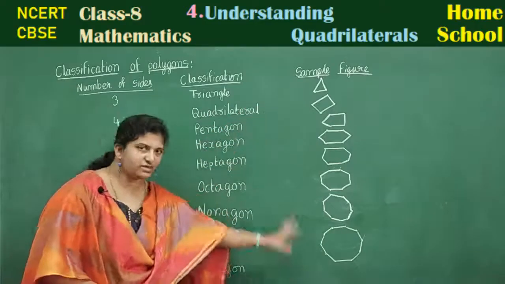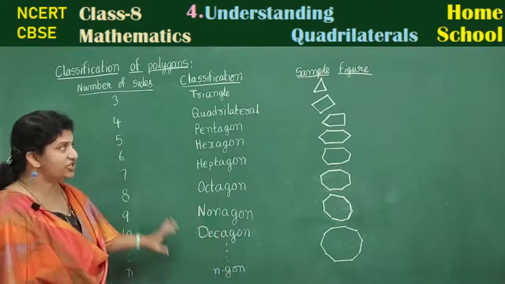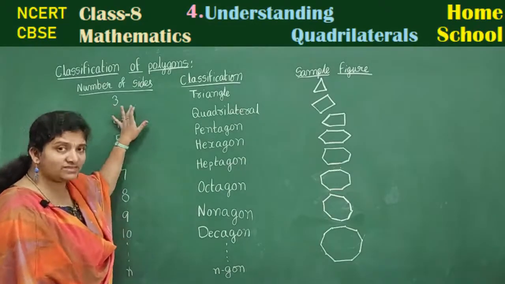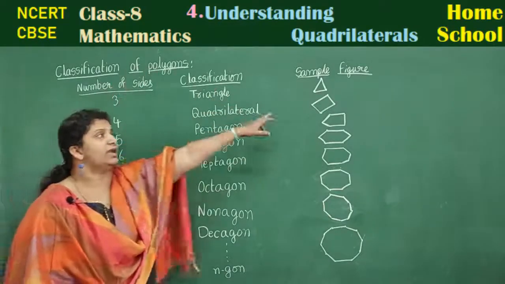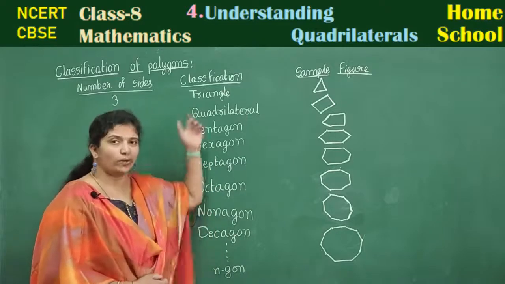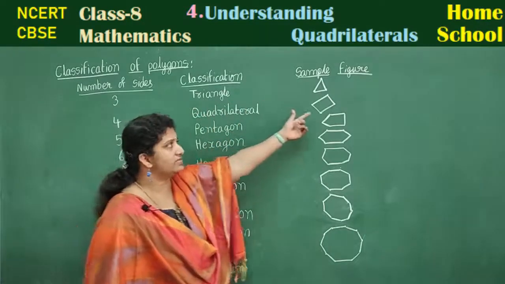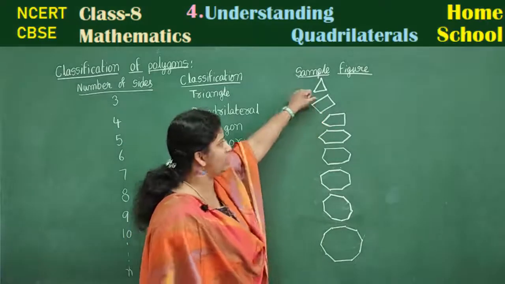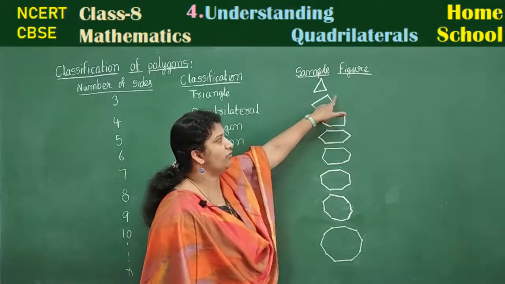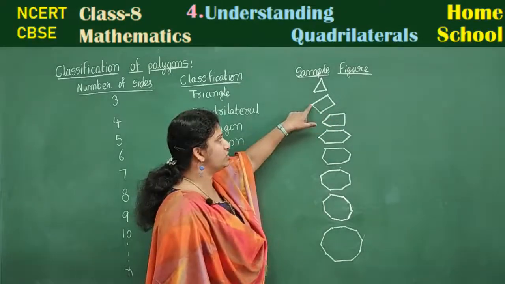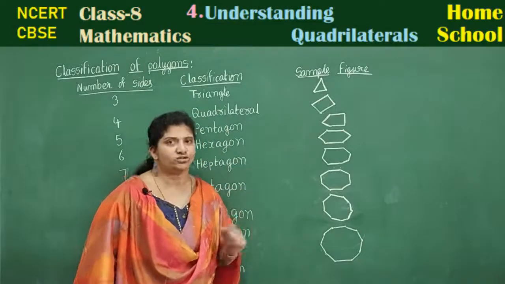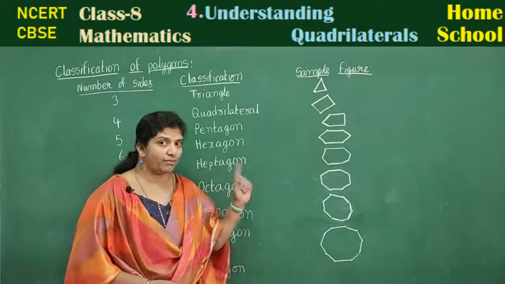Sample figures you can see here. Classification and number of sides. If you have 3 sides, you get a triangle. If you have 4 sides, a quadrilateral, and this will be like this. Let us count the sides: 1, 2, 3, 4. Let's count the vertices: 1, 2, 3, 4. 4 vertices and 4 sides. And it is also a polygon.